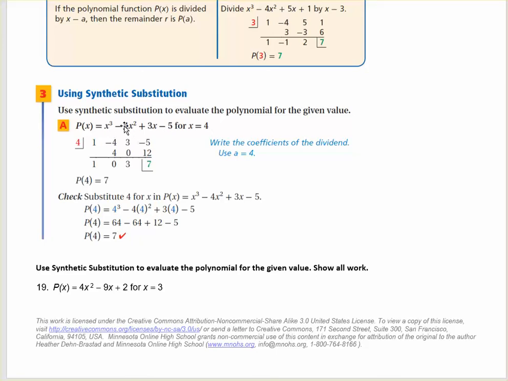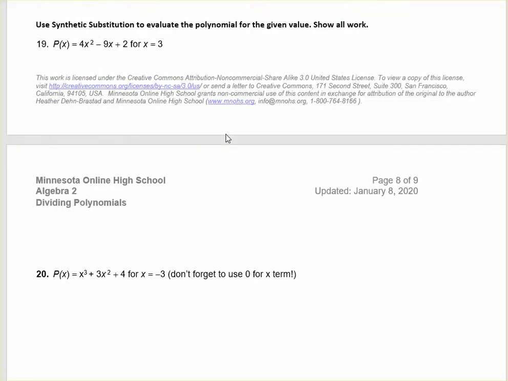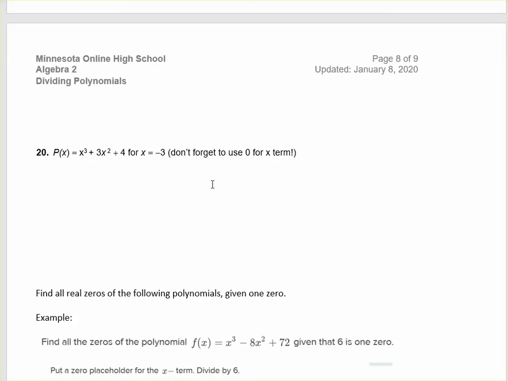Now you could plug 4 in and find what 4 cubed minus 4 times 4 squared plus 3 times 4 minus 5 is. You could find it that way too, but using synthetic division is pretty fast. You put your 4 here just like we did before, don't change the sign, and then you put your coefficients, and then you do the synthetic division, and the remainder is what you would get if you plugged 4 in for all of the x's. So like for number 20, there's a 0 term here for x, so you might want to write plus 0x so you don't forget.